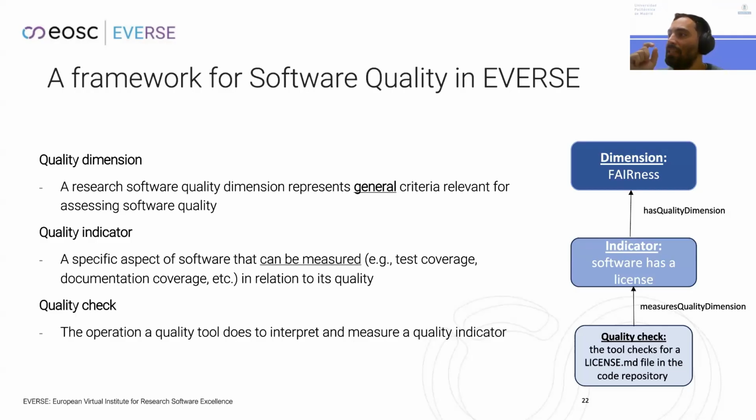And then you have the specific quality check that a particular tool does, because even something so simple as software has a license may be interpreted in different ways, such as, well, is there a license file, or the code has a license, or someone has put it in the GitHub API through a direct annotation in the website, right?